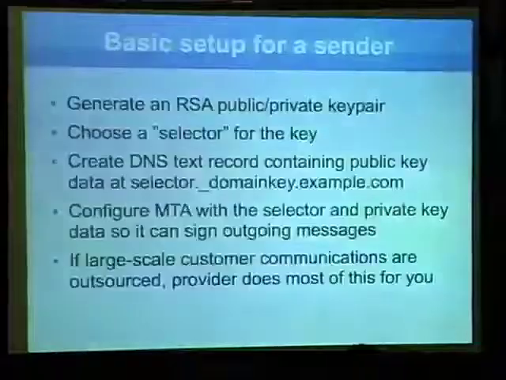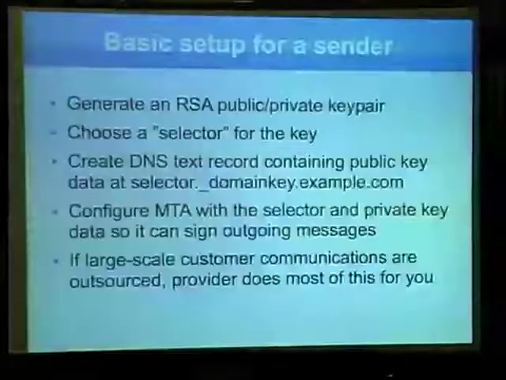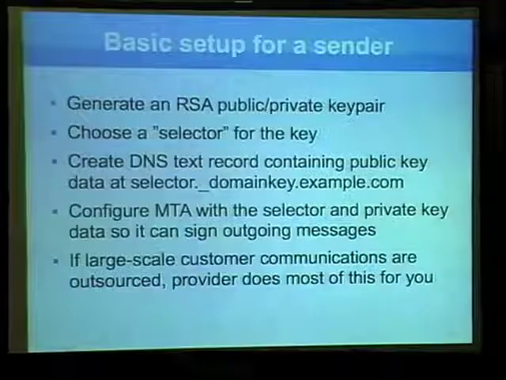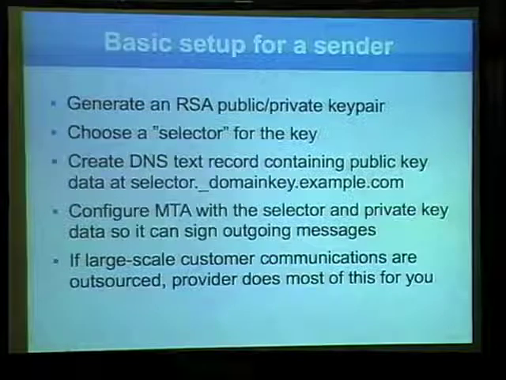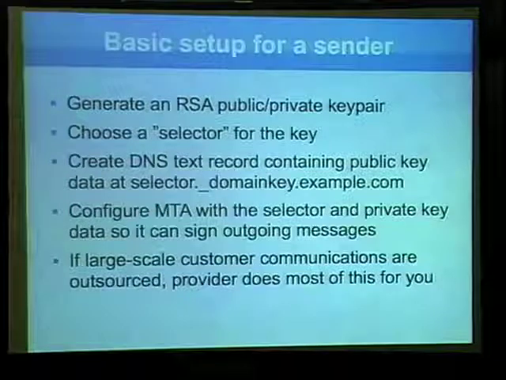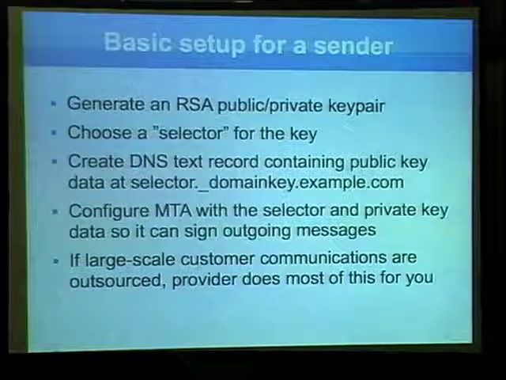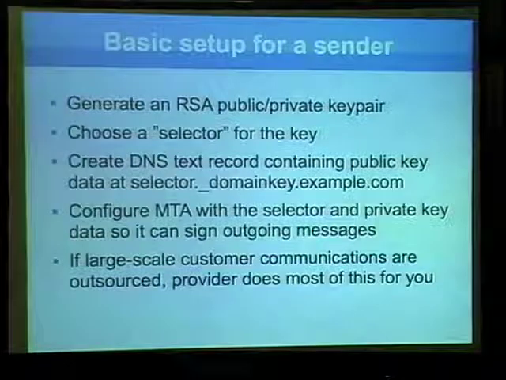Right, so if you want to set up DKIM, the first thing you need is an RSA key pair. Then you choose what's known as a selector. This is just an arbitrary string. It's a label for your key. Then you set up your DNS records. I'm going to show you how that works in a few minutes. You configure the mail server with that selector and private key so that it can properly mark your messages up. I'm not going to cover that because it's different for every mail server and it's not really interesting.